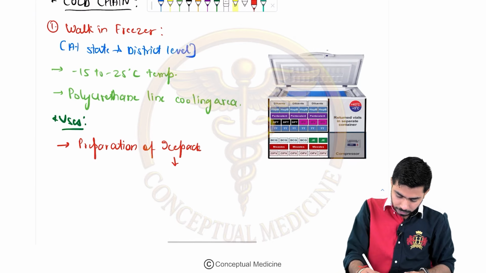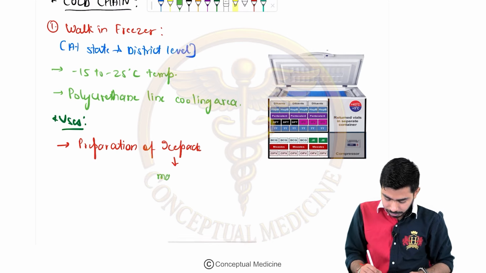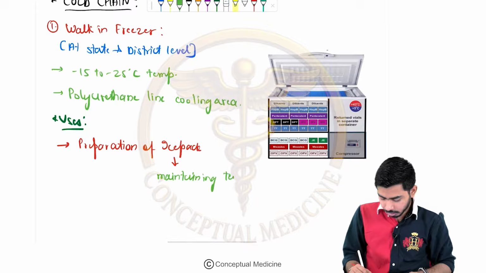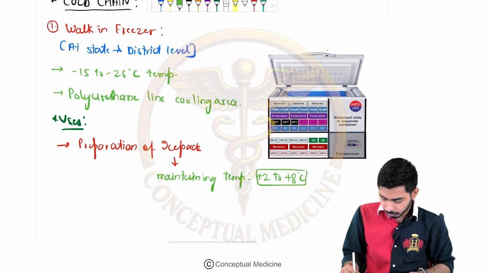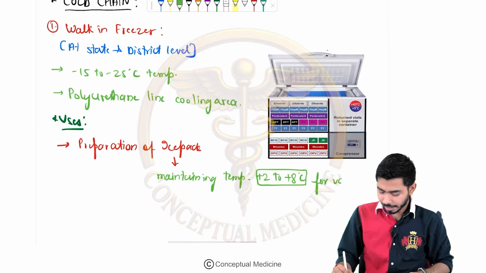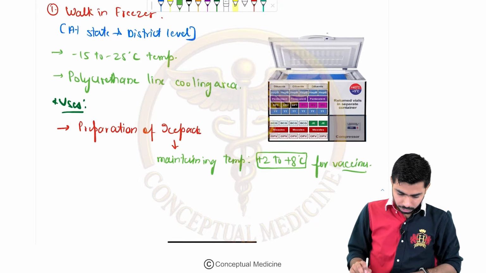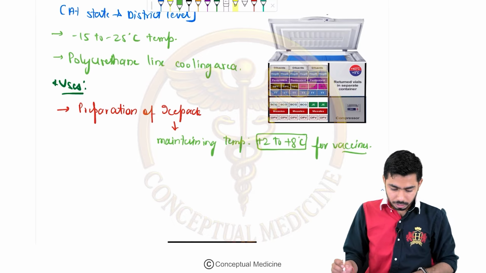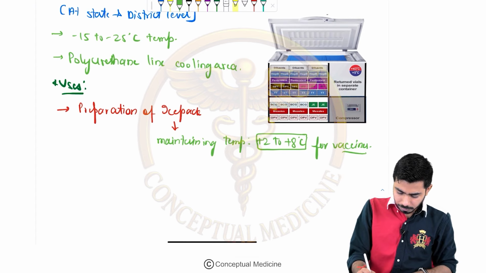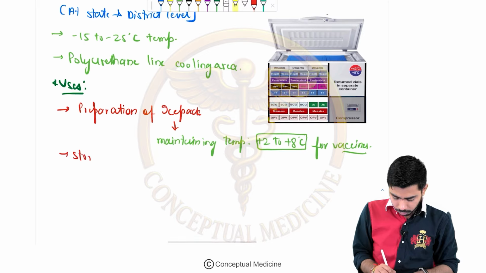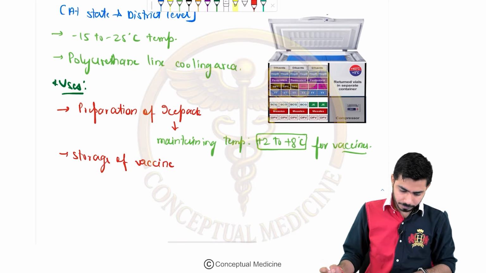Ice pack, what is the function of the ice pack? It is maintaining the temperature of +2 to +8 degrees Celsius for the vaccine storage purpose. Okay. Next point over here is that you shall be using it for the storage of the vaccine.